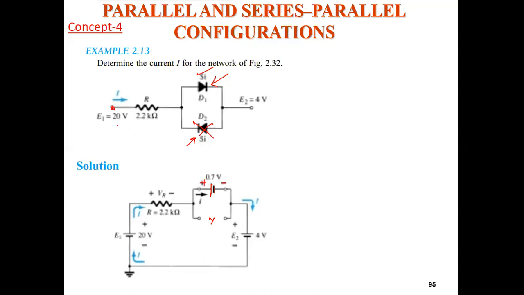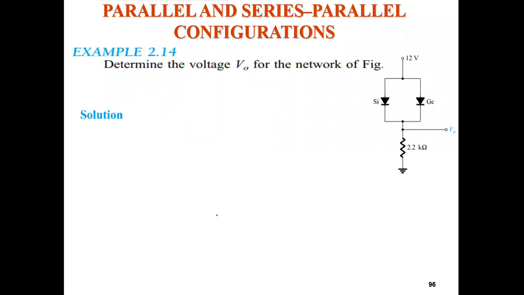Like here it is 20 volt. I make a 20 volt battery. Okay, here it was 4 volt. This node was 4 volt. So I connected it to a 4 volt battery. Okay, then you will go for calculations. I'll not go through it completely.